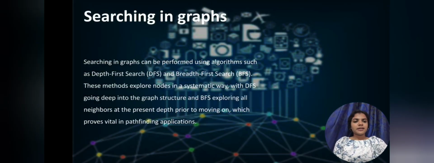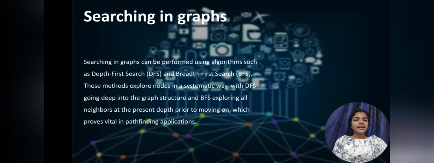Again, one more example, searching in graphs. Searching in graphs can be performed using algorithms such as DFS and BFS, that is, depth first search and breadth first search. These methods explore nodes in a systematic way, with DFS going deep into the graph structure and BFS exploring all neighbors at the present depth prior to moving on, which proves vital in pathfinding applications.